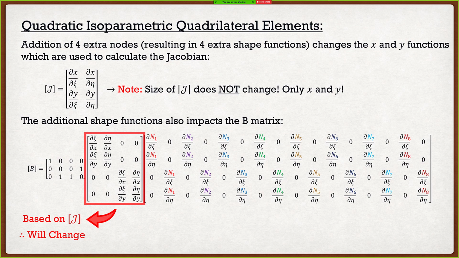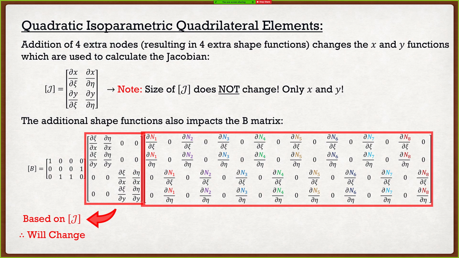But coding this, it won't change, which is great for us. All we need to do is update our Jacobian. This matrix will stay the exact same. Now, this last part right here, this will change. And again, it's just like before when we talked about x and y. If we add 4 additional shape functions, well, we're adding basically 4 more partial derivatives.